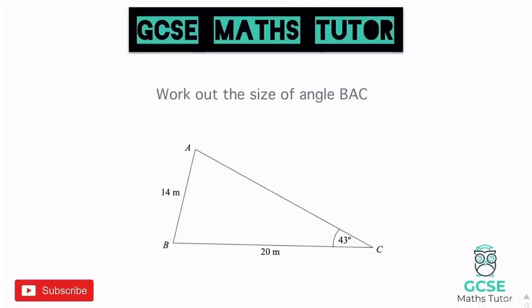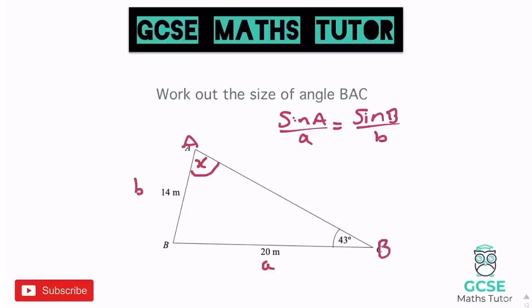Okay, so in this question, let's have a look. Work out the size of angle BAC. So let's identify that. That is here, BAC. Okay, so we're going to use the formula the other way around this time: sine A over A equals sine B over B. Plugging in our numbers, let's just label it up. Let's call this one A, as the A is next to it, that's fine. And again, I'm just going to write over this one, I'm just going to put B and B, just because of the way I've written my formula.